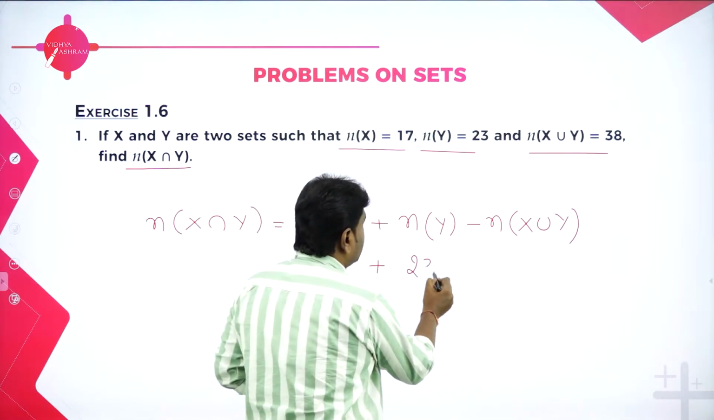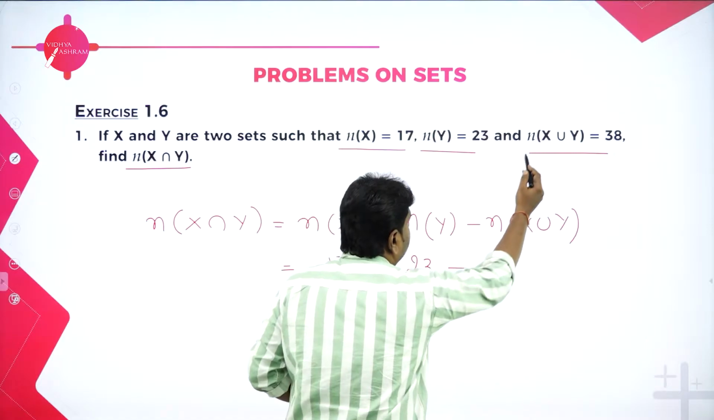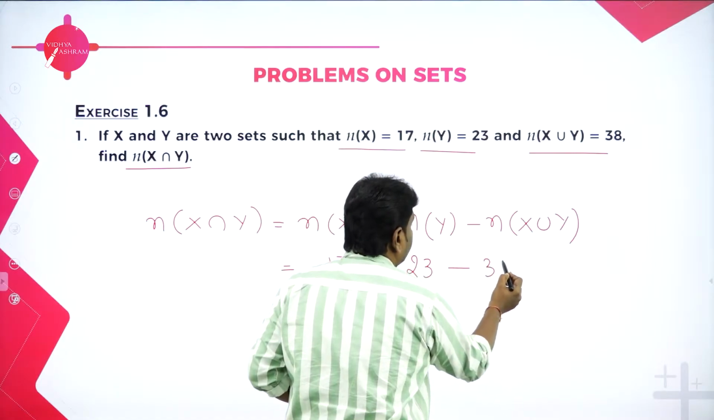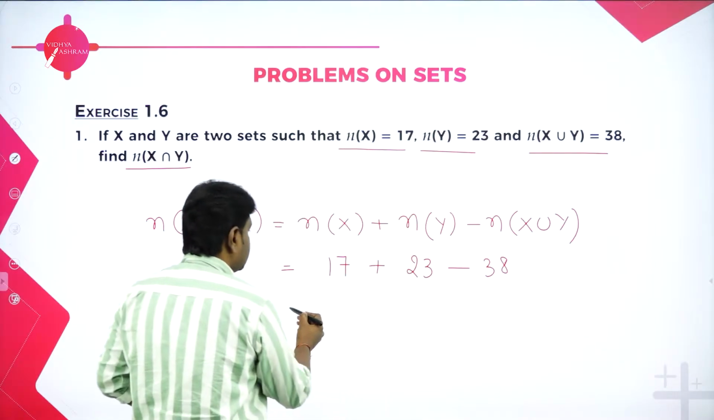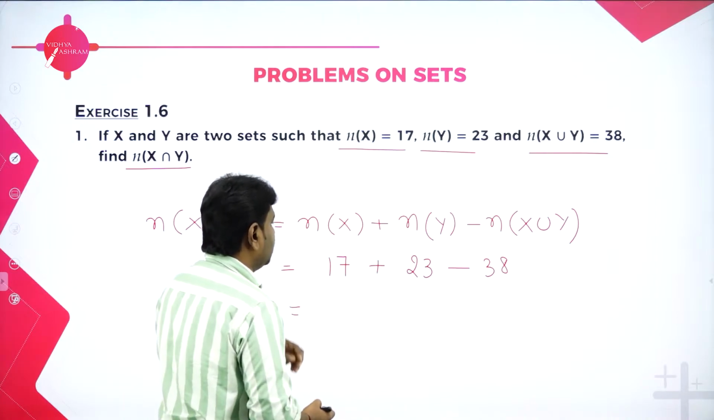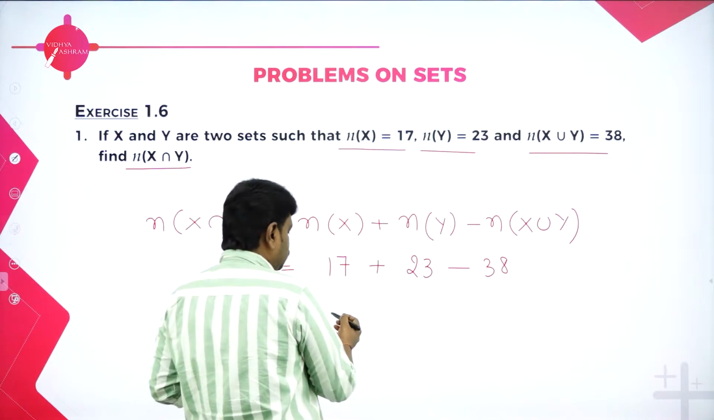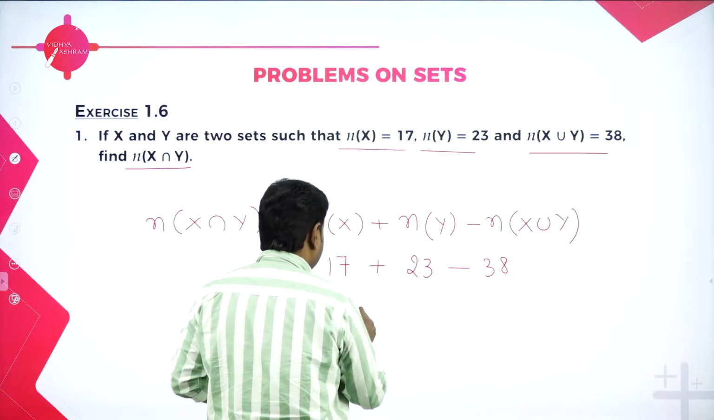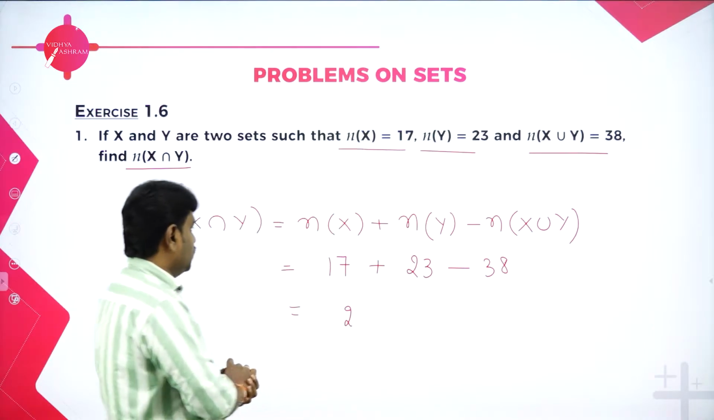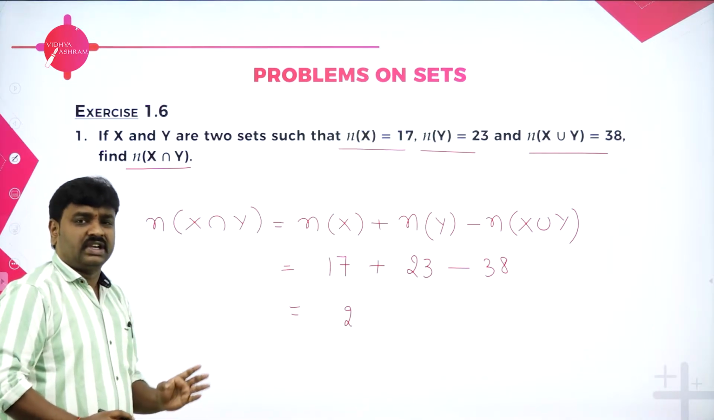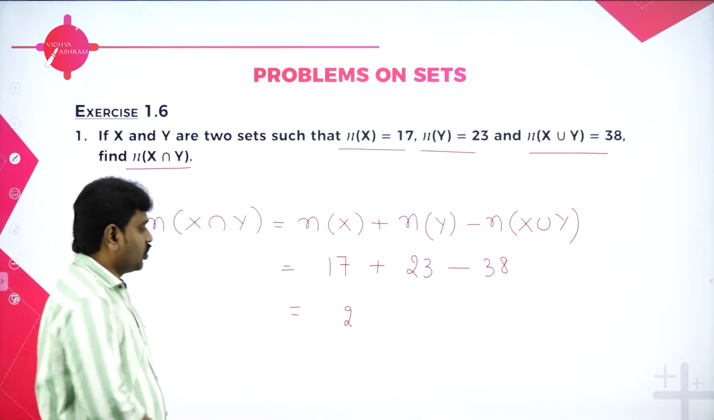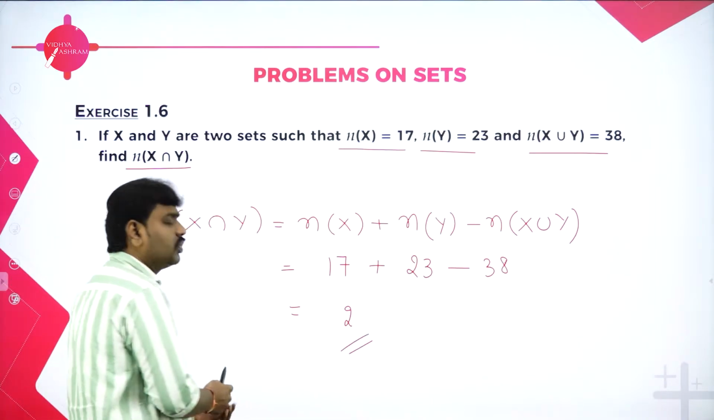23 minus n of x union y, 38. Simplify this: 27 plus 30 gives you 40 minus 38, which gives you 2. This is n of x intersection y. Intersection means what? Common. There are only two common elements. I hope all of you got this.